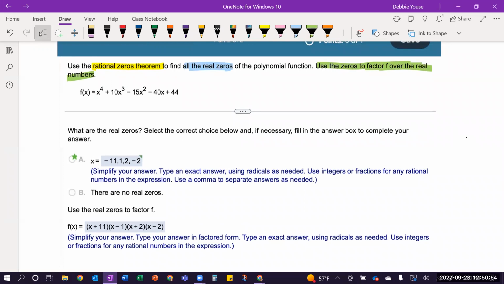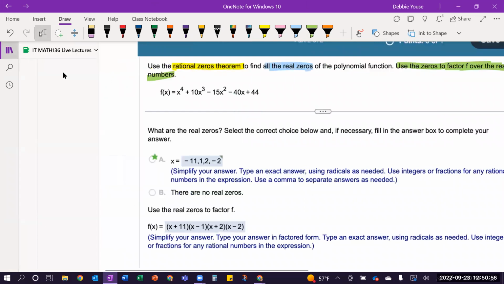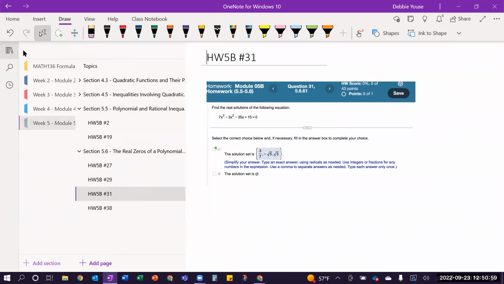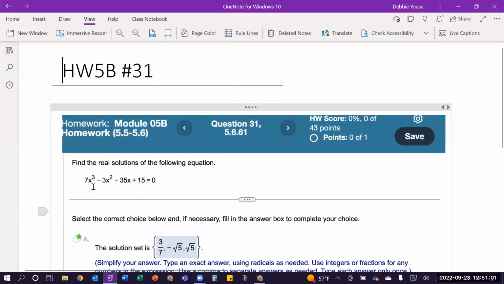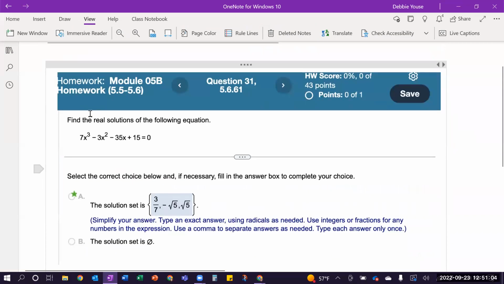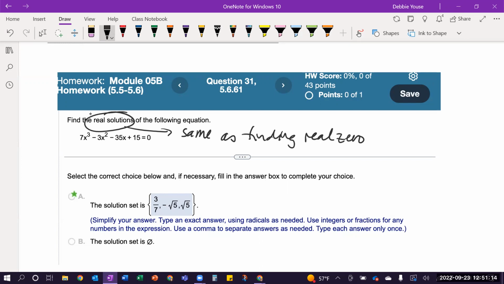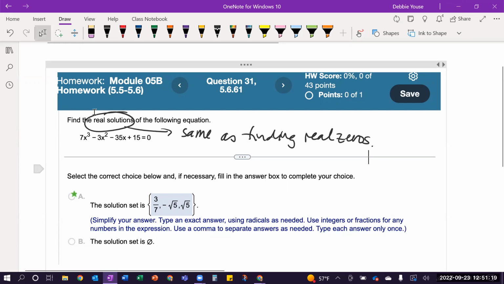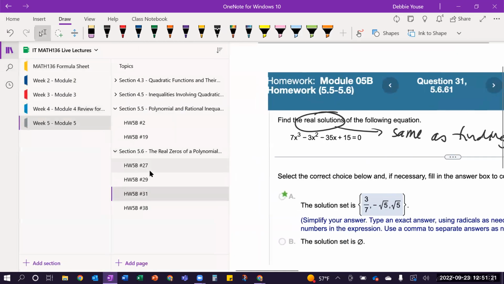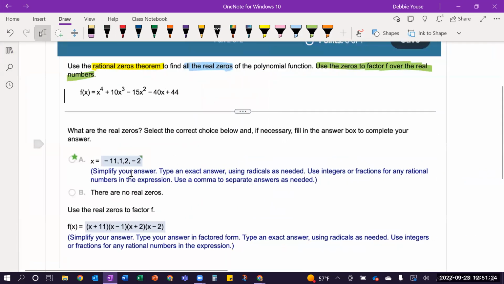Finding the real zeros, or finding the solution in the next problem that we won't have time to go over, where the directions say to find the real solutions, that's the same thing as finding real zeros. So the directions might be phrased differently, but you're doing the same process, okay? So this one says to find the real zeros in the first part, and the second part is to factor it. If you know one, you know the other. And to use the rational zeros theorem.